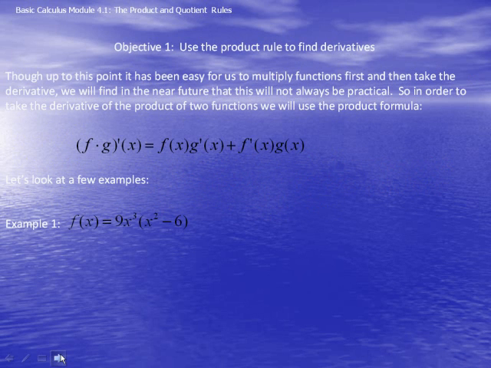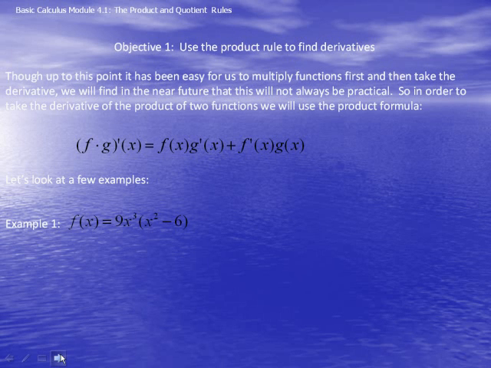Objective 1, using the product rule to find the derivatives. Though up to this point it has been easy for us to multiply functions first and then take the derivative, we will find in the near future that this is not always practical. So in order to take the derivative of the product of two functions, we will use the product formula. Let's look at a few examples.